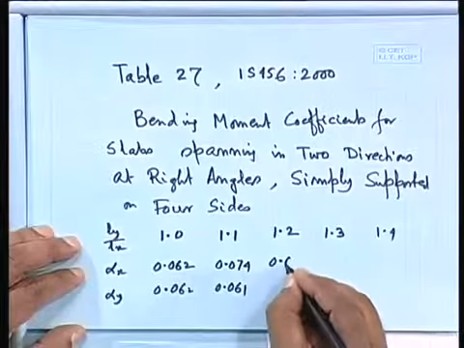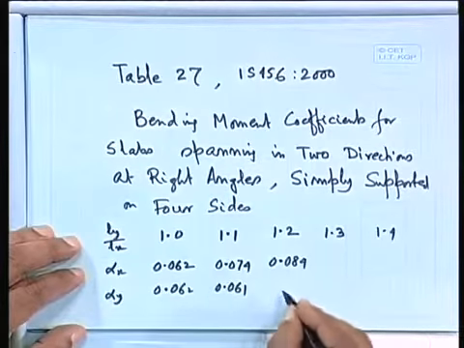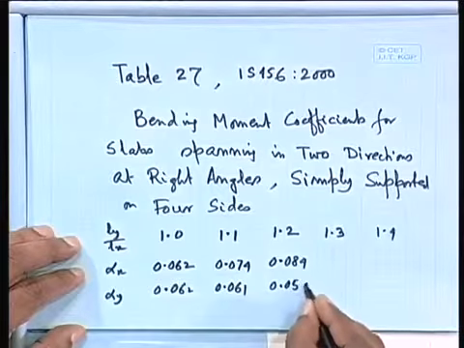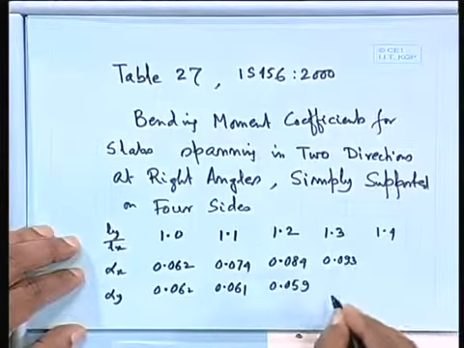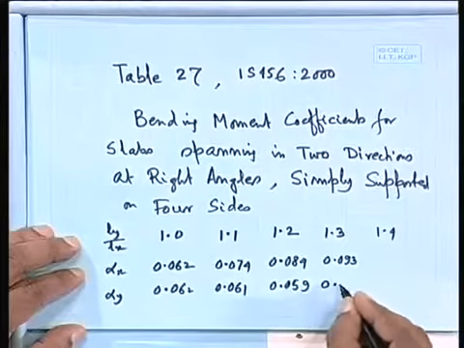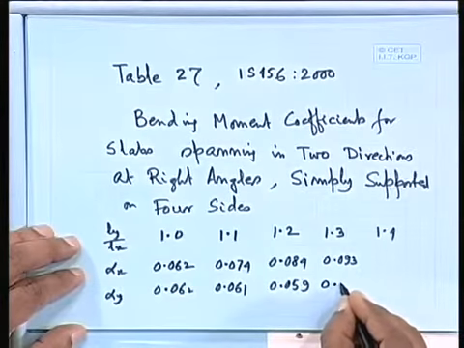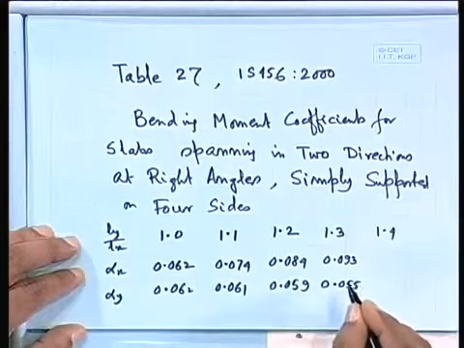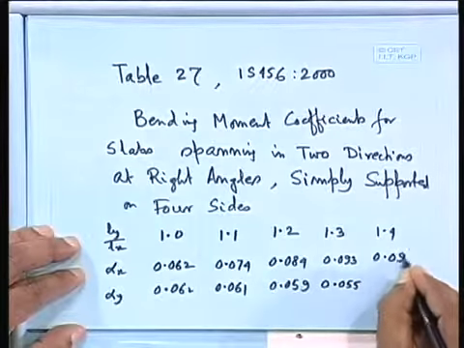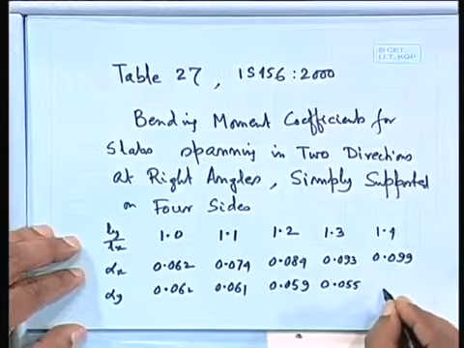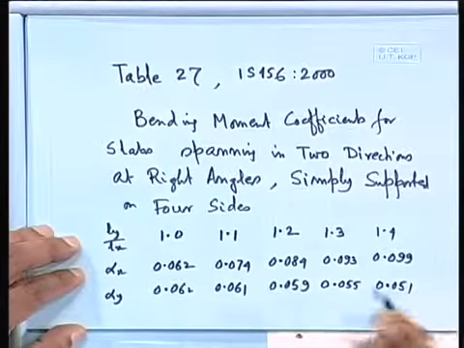Then 0.084, 0.059, 0.093, 0.055, then 0.099 and 0.051. It goes like that.